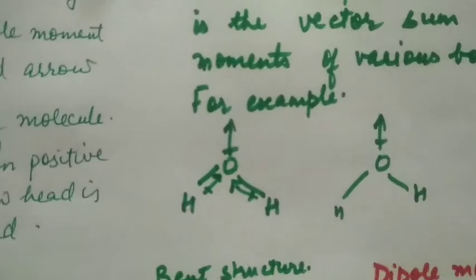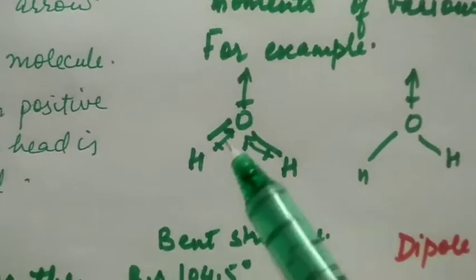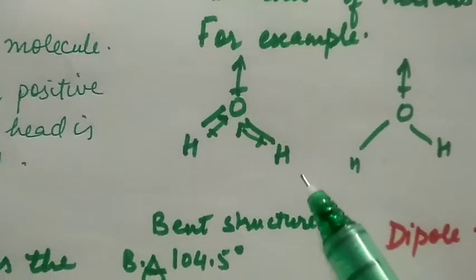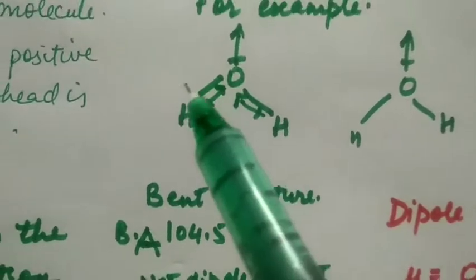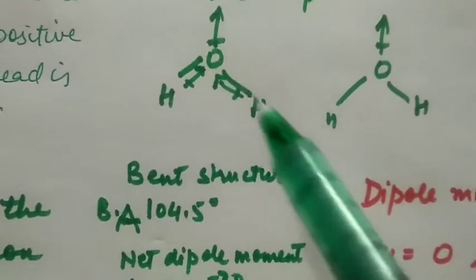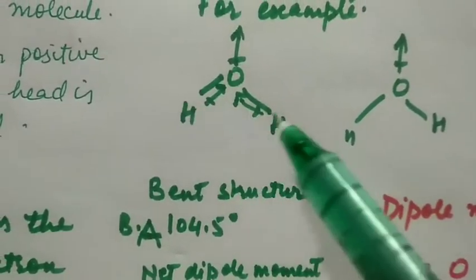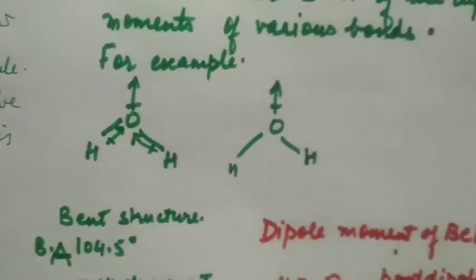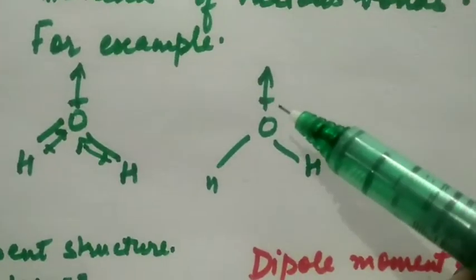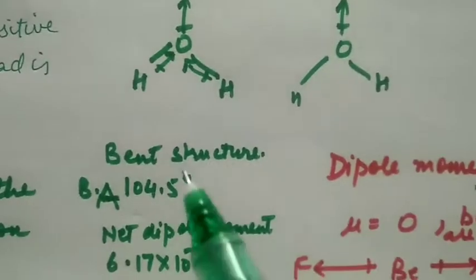For example, water is a polyatomic molecule. There are two polar bonds. So the dipole moment of the whole molecule will be the sum of the two vectors. So this vector and this vector, the resultant of addition of these two vectors is in this direction. So water on the whole is polar, having a dipole moment acting in this upward direction. So it has a bent structure.